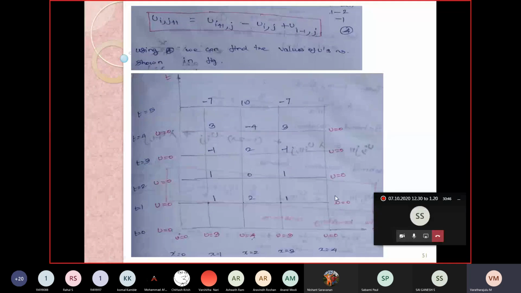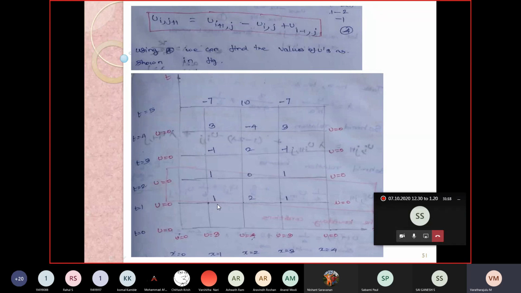Nishant, tell me. 0 minus 1 plus 2 is 1. Okay, that was the result here, that we need right here. Then 1 minus 2 plus 1 is 0. Are you clear?